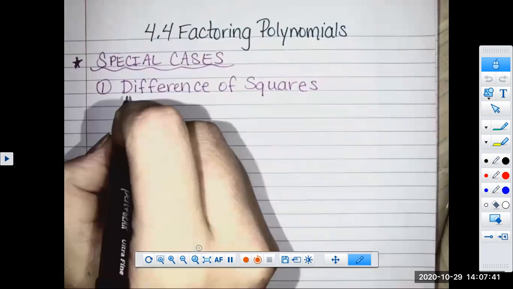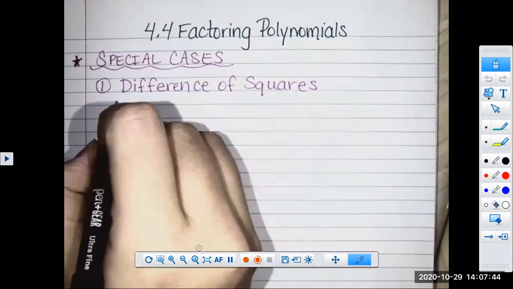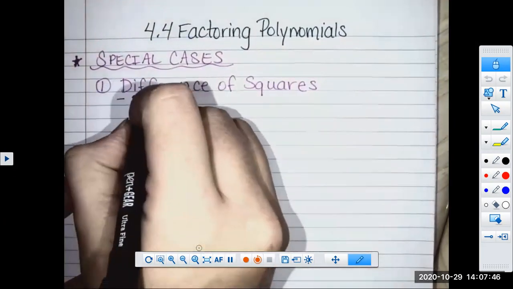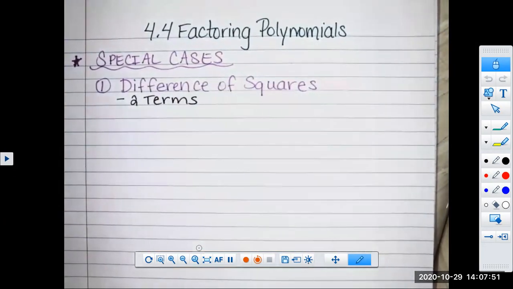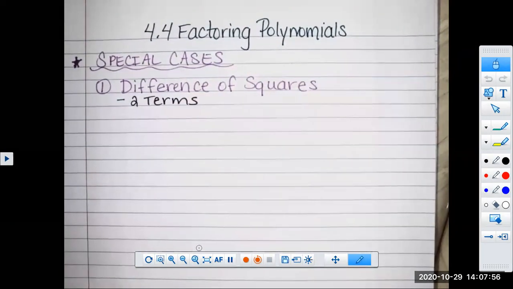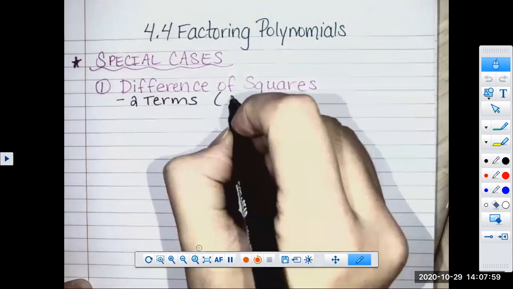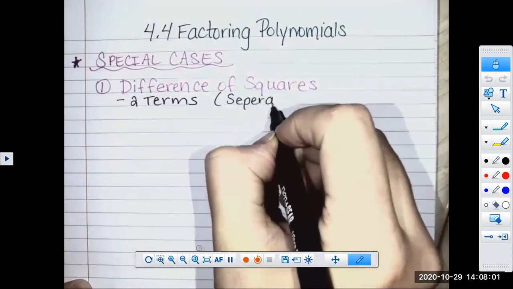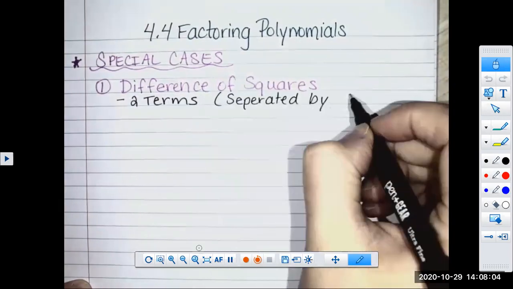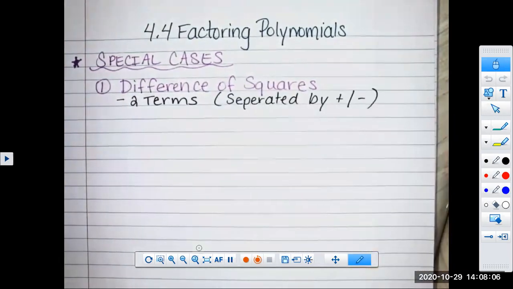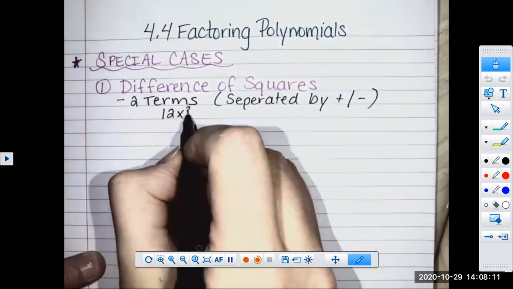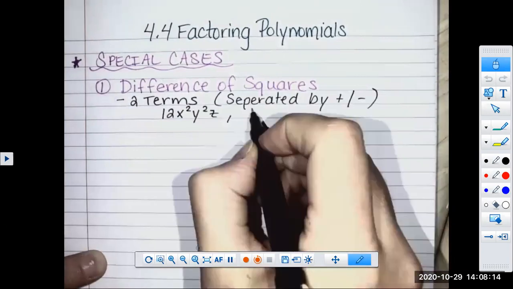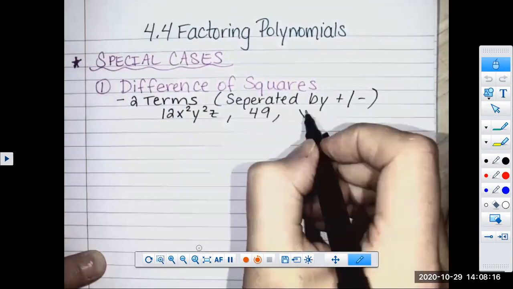And what's a dead giveaway? A difference of squares is you're going to have two terms. And recall that a term is simply something added or subtracted, so they're always separated by plus signs or minus signs. That's how you know it's a term. So I could have like 12x squared y squared z is a whole term. 49 is a term, x is a term, so on.